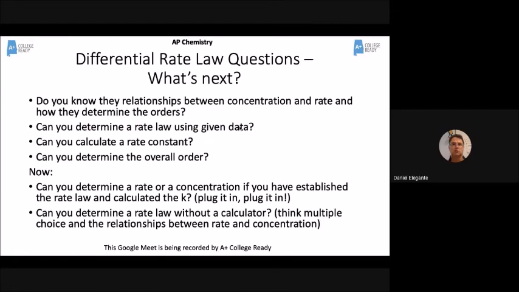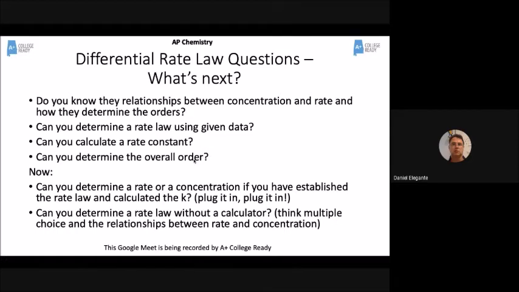All right, so here's what you ought to be able to do. Can you look at a data table, and from that, you can figure out a rate law? Can you calculate a rate constant once you have a rate law? And can you determine the overall order by adding up the exponents?